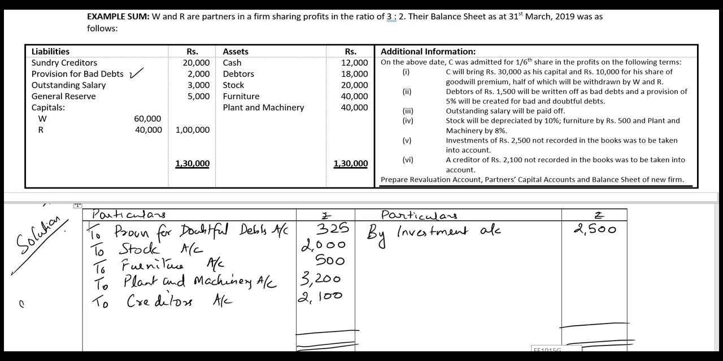The total of the debit side is 8,125, whereas the total of the credit side is 2,500 rupees. So the greater total is 8,125. We are left with a loss, and the amount of loss is 5,625.25 rupees.